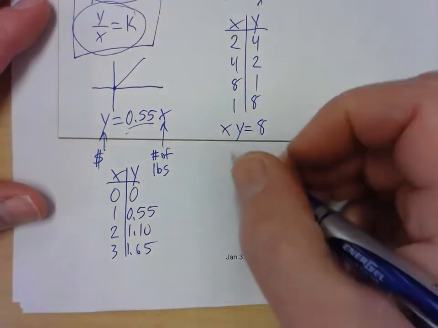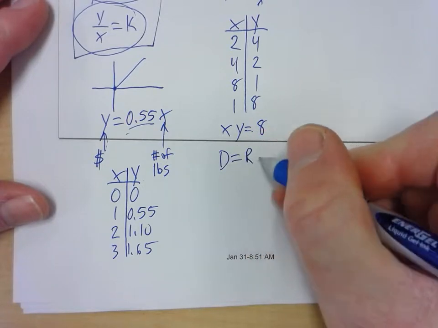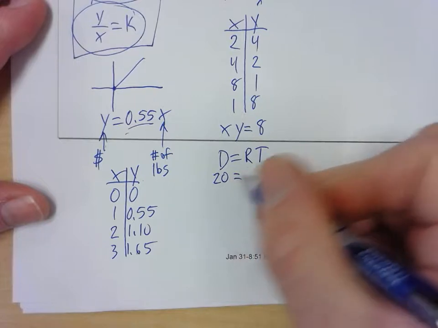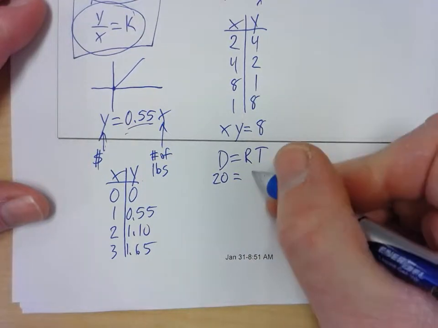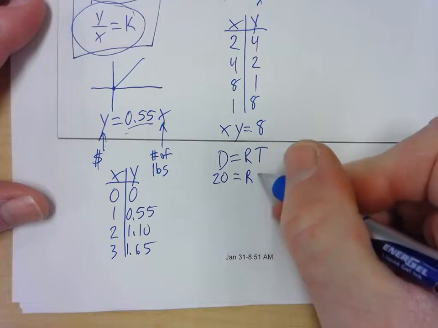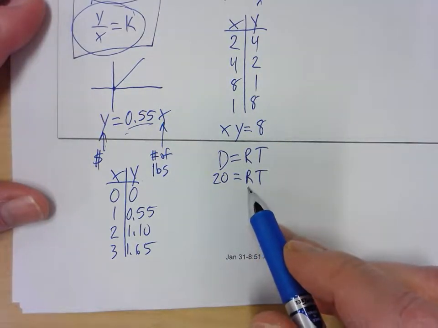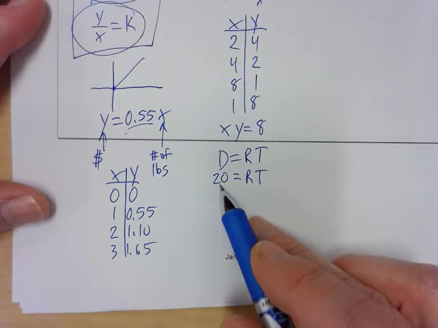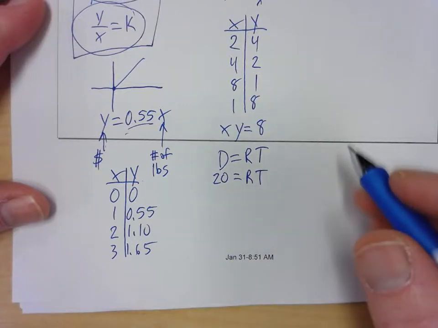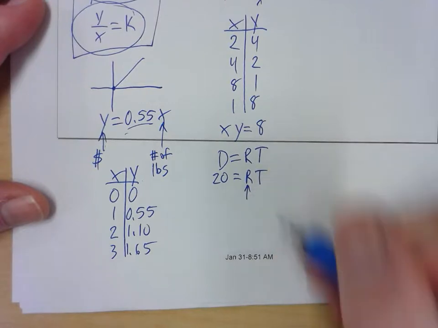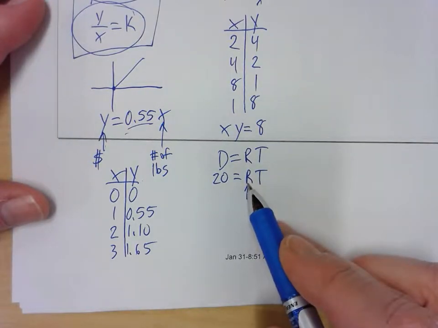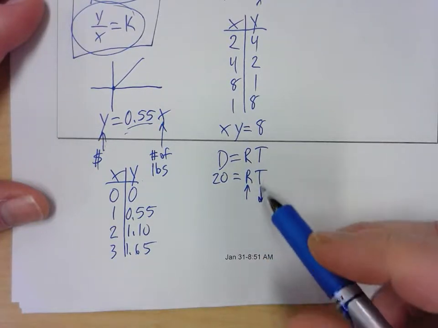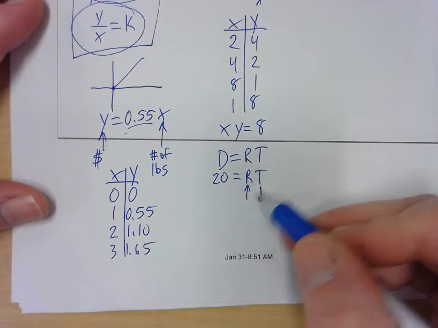The real world example of this is distance is equal to rate times time. So if it's 20 miles to the next town, Wilmington, we'll talk about Wilmington here, and your rate and time, these two multiplied together have to always be the same constant distance. So what this says is if your rate goes up, then your time goes down, and vice versa. If your rate goes down, then your time would go up.